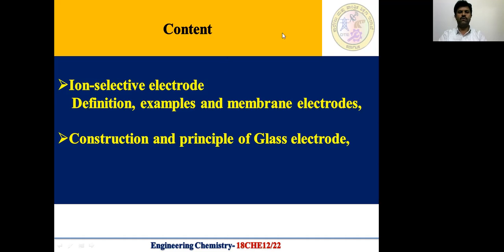The session 5 content includes ion selective electrode, in which definition of ion selective electrode, examples for ion selective electrodes and membrane electrodes, and construction and principle of one of the ion selective electrode, that is glass electrode.